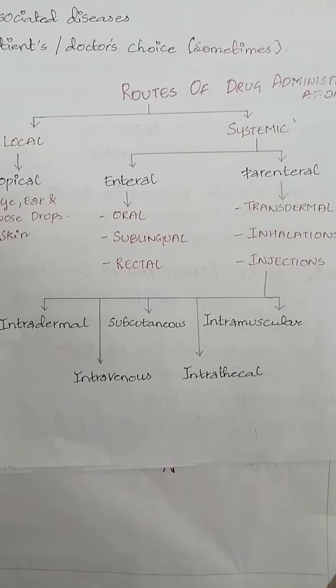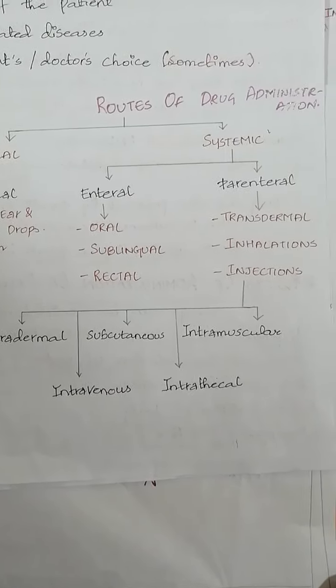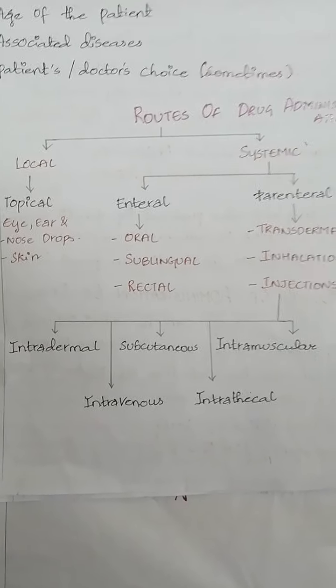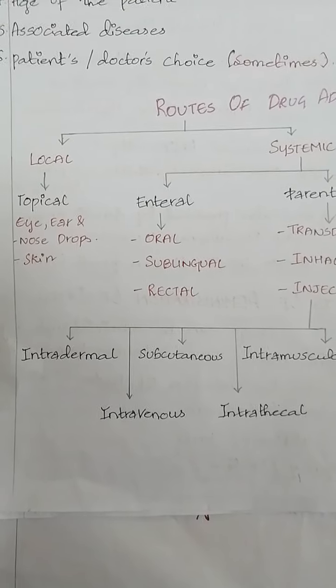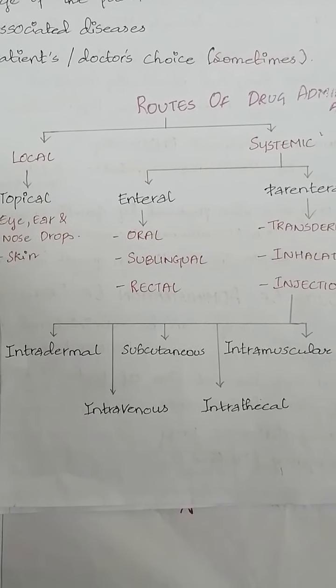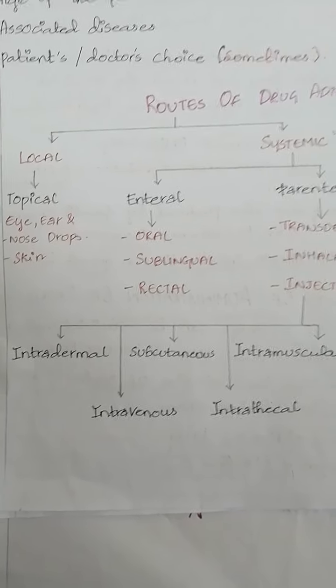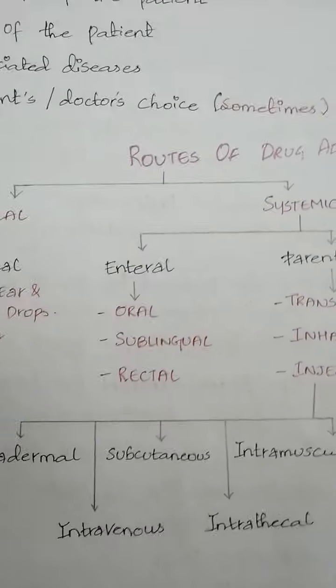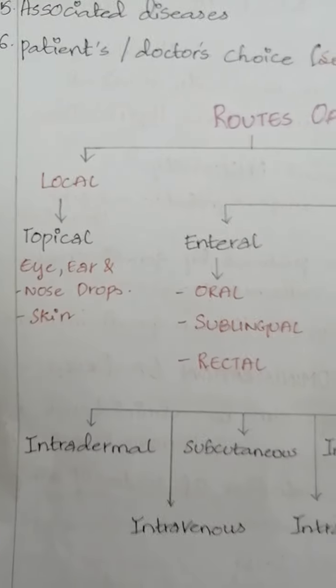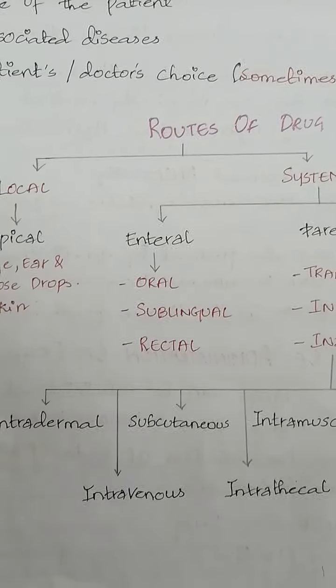Here we'll be discussing the classification of routes of drug administration. We'll only discuss its classification here. Later on we'll discuss each route of administration in detail. So here we'll be remembering only its classification. Let's start. We have local route and systemic route, right?